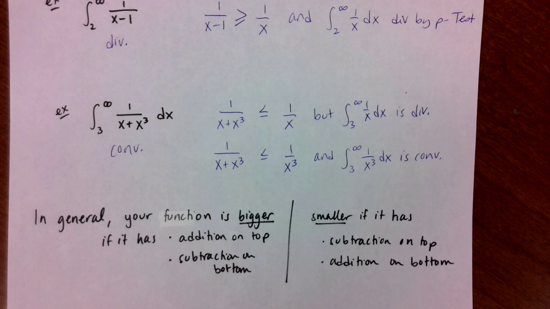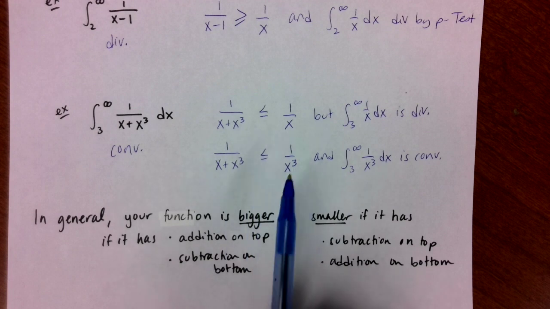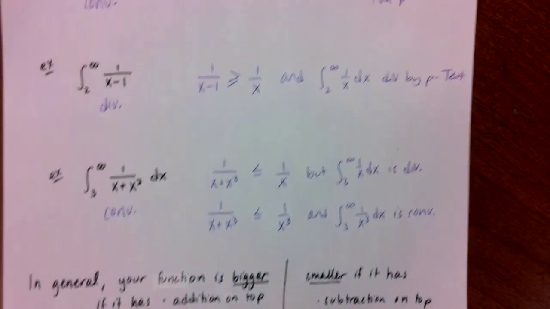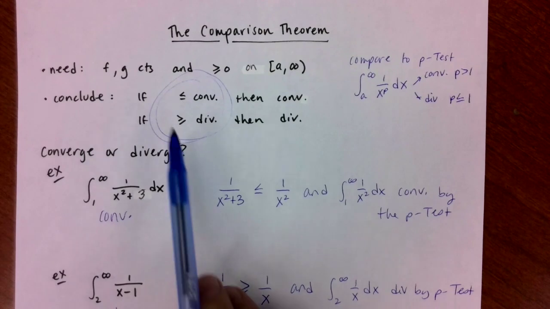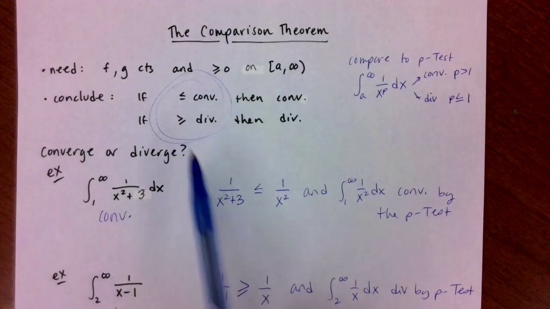An opposite situation would also be true. If you can say that you are greater than or equal to something convergent, that's not helpful, in the same way that less than or equal to divergent isn't. So what we need for the comparison theorem is to say we're less than convergent or greater than divergent.